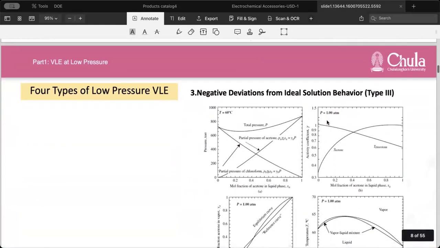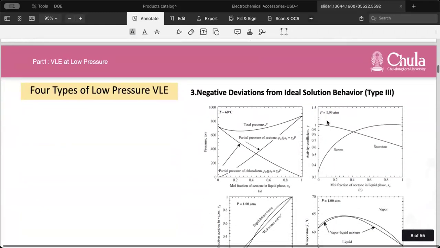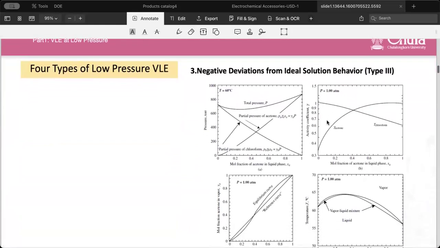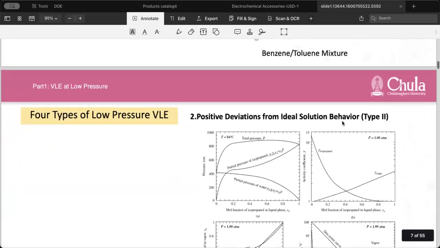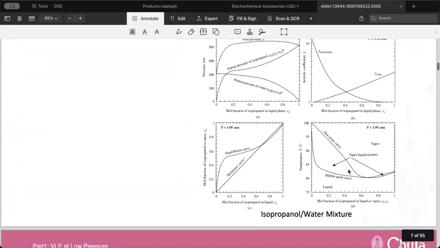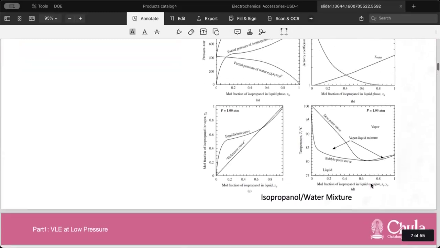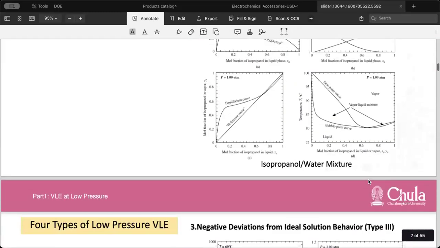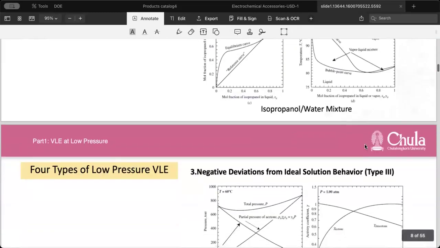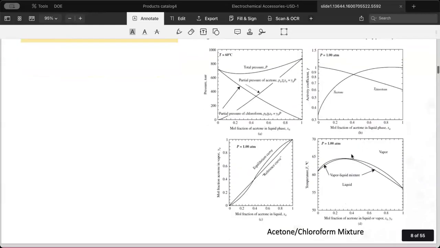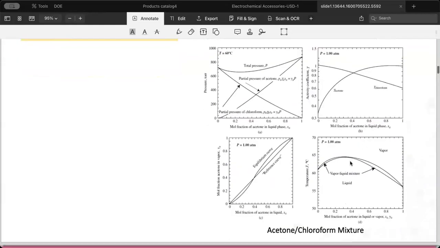Okay. And the next one is negative deviation. In case of negative deviation, we have the opposite interaction to type 2. So the gamma in this case must be less than 1. When you take log, of course, it's negative. And for both cases, we have azeotrope. For type 2 and type 3, we have azeotrope. In type 2, we have minimum boiling point azeotrope, and for type 3, we have maximum boiling point azeotrope.